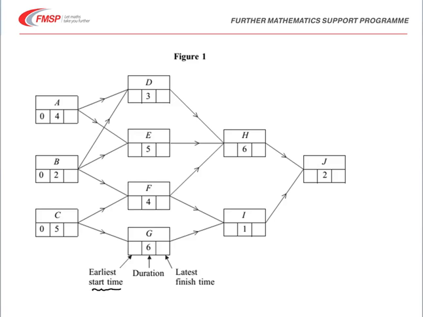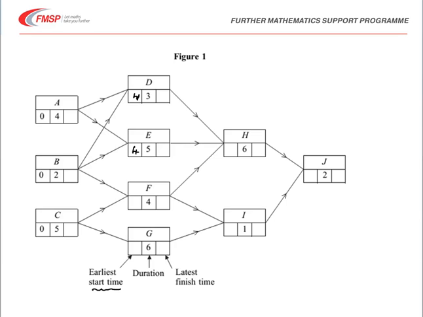So looking at A, we can see that that leads to D and to E, and so let's take D first of all. A goes to there with the duration of 4, and also B goes to that point with a duration of 2. So the largest of those is from A, giving us 4 as the earliest start time for D. Node E comes from A and B, so again the largest of those is 4.